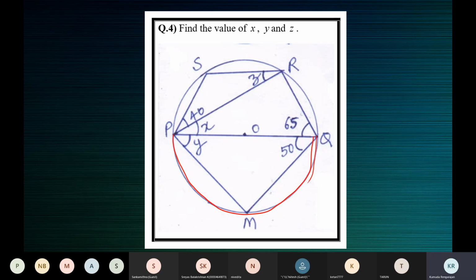I was trying to say that this is the semicircle. M is a point on the semicircle. PQ is the diameter. Join P to M, Q to M. It's already joined. This angle is 90 degrees.